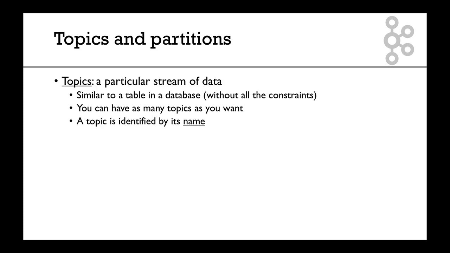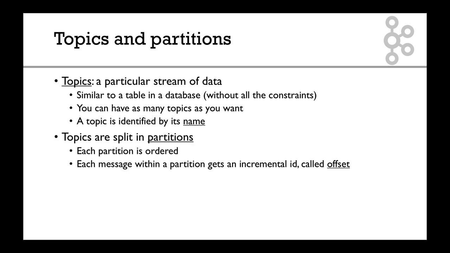A topic is basically a stream of data. The same way you have tables in databases, you have topics in Kafka. You can just publish data to it. You can have as many topics as you want. The only thing is that they have to have different names because a topic is identified by its name. So far, so good. Then topics are split.